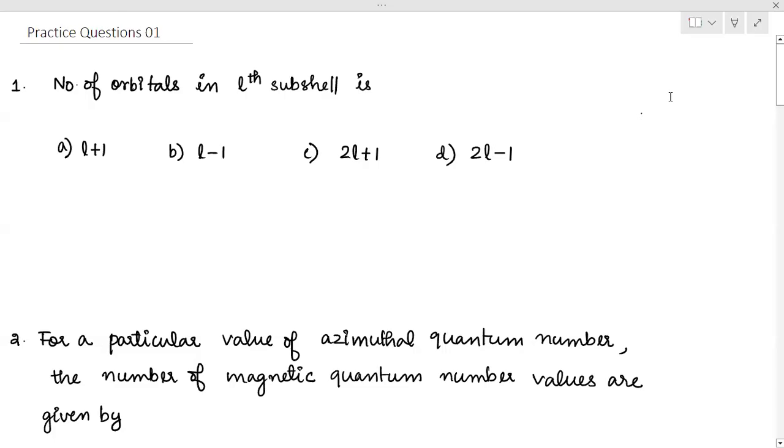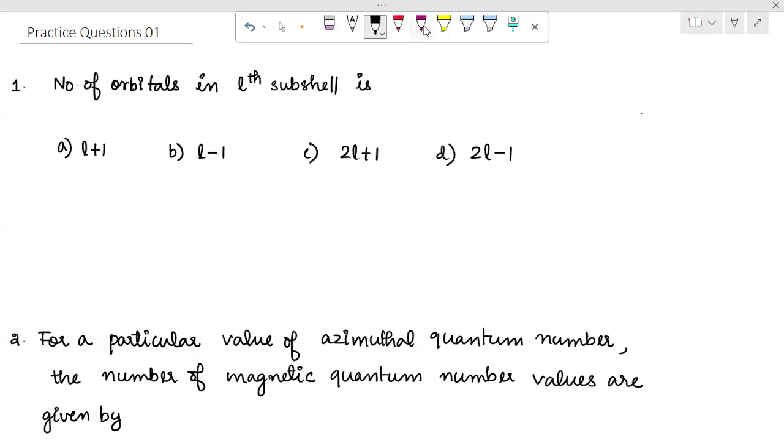Hi, hello everybody. So today we have our first set of practice questions from the basics that we have already learned, quantum numbers. There are 10 questions in this practice set. Let's try it out. So the first question is: the number of orbitals in L subshell is.